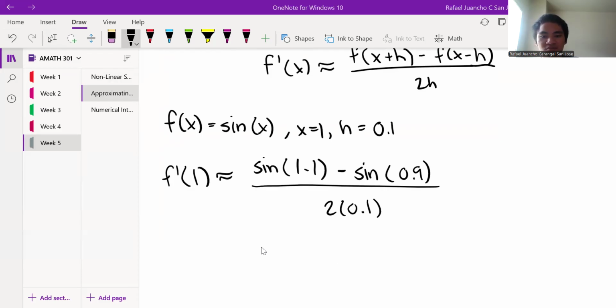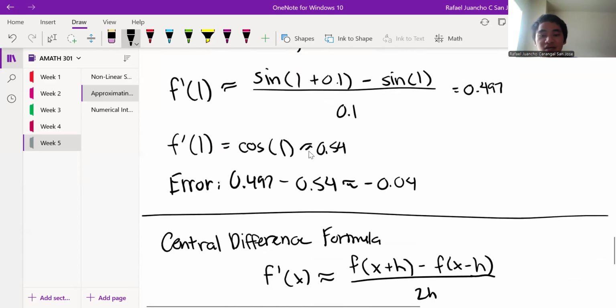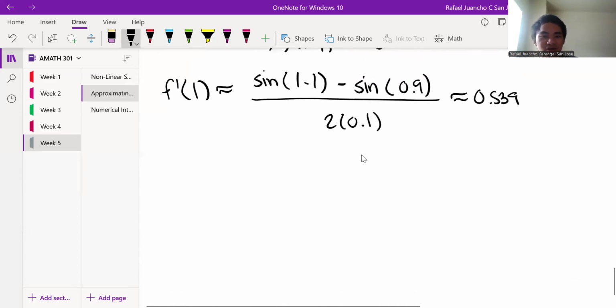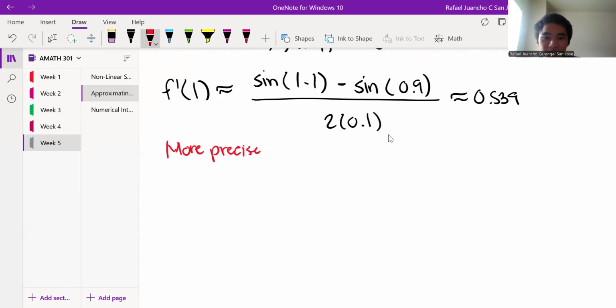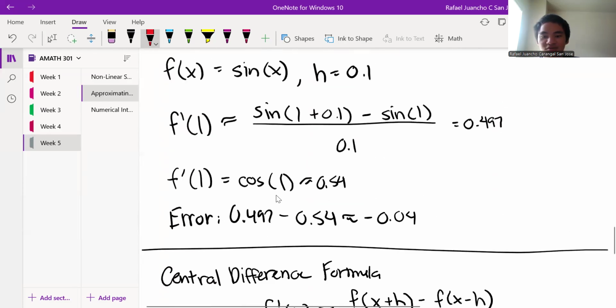And then if we compute all of that stuff, we're going to get 0.539-ish. And again, when we computed the exact derivative, it was 0.54. So indeed, this is more precise than just getting the slope, or using that limit definition without the limit. This is more precise.